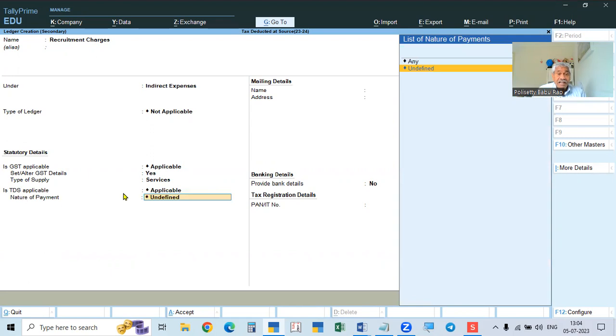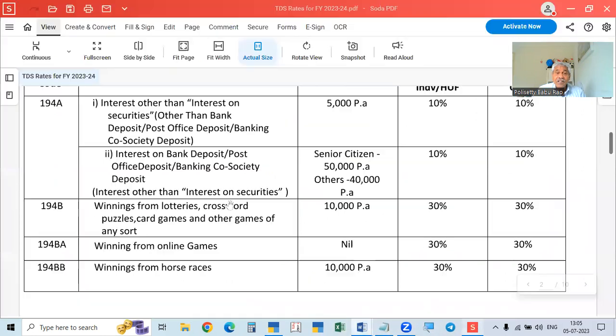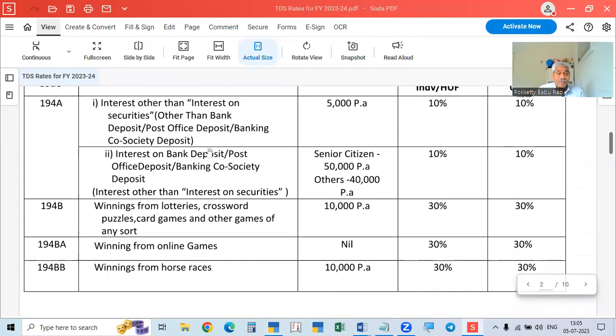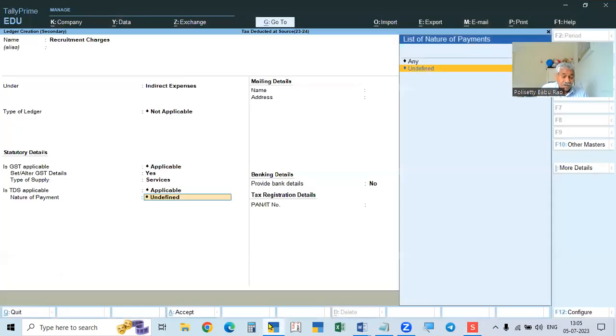It will ask the nature of payment. Here we can create. We have to create. In the beginning itself, you can create. Here also you can create the nature of payment. What is the nature of payment you are paying? Paying to contractor. So it is called payment to contractor, 194C. That is the nature of this one, create here.